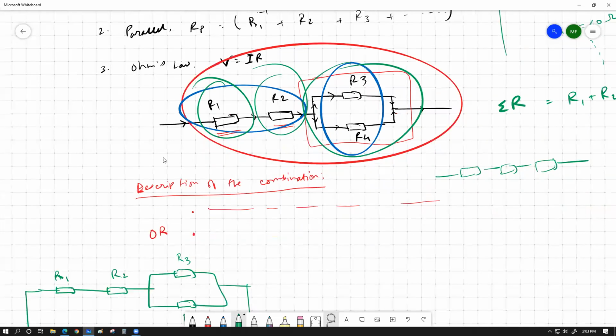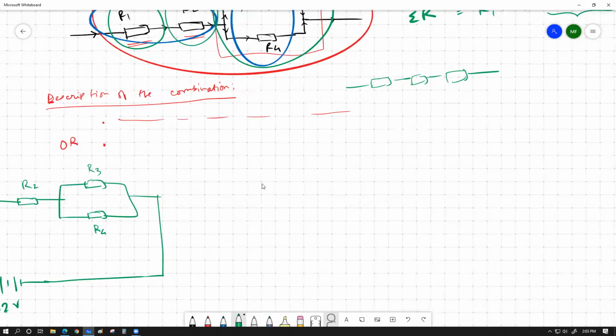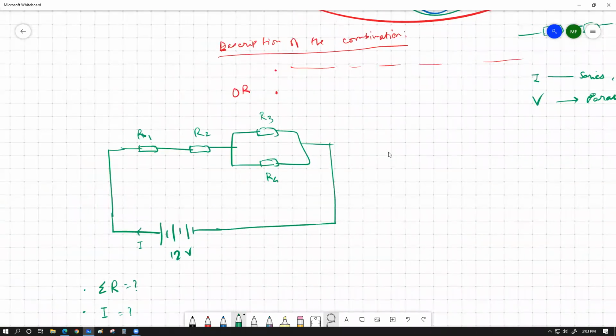But additional to this, we should also remember one very important thing, that is current in a series circuit is always same. Current in series is same, and voltage across parallel branches is also same. Now, what do I mean by this? What I mean by this is that if you have a look at this circuit, have a look.